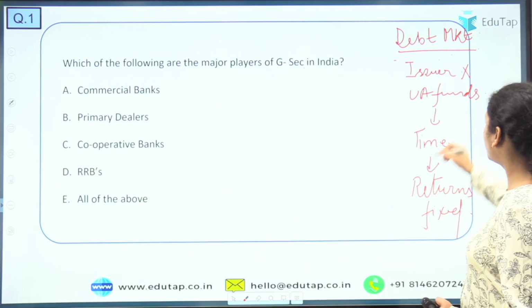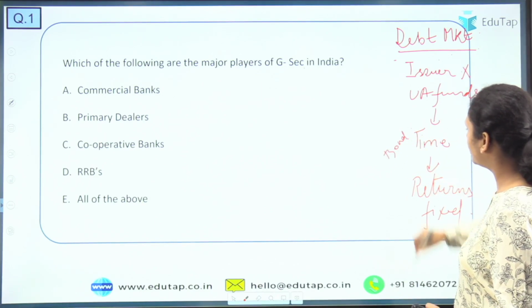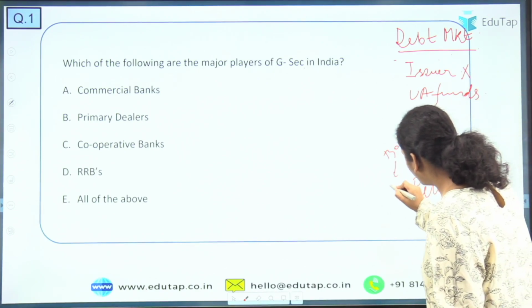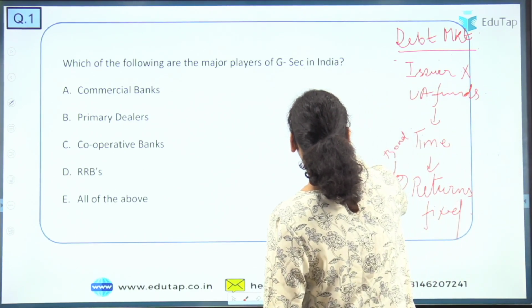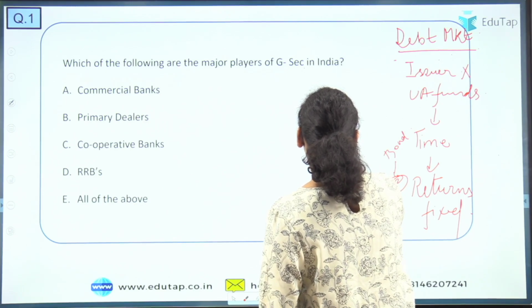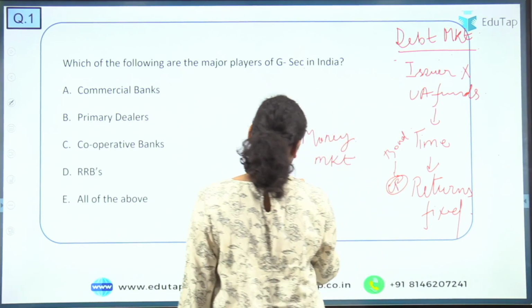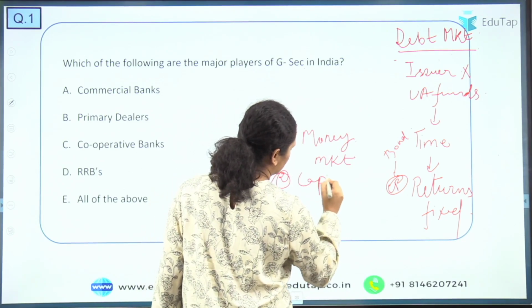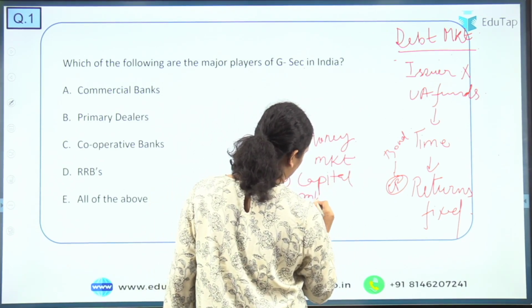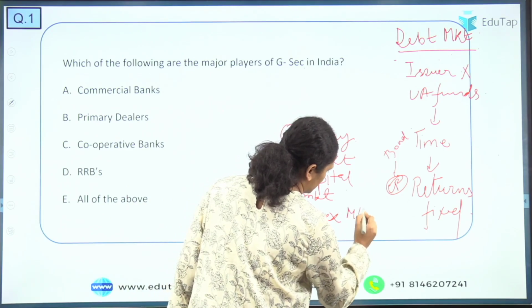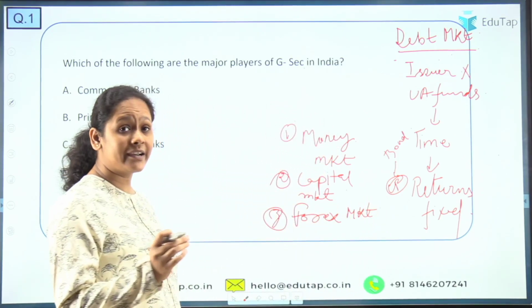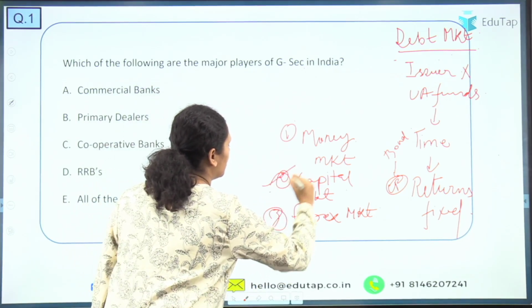What is an example of a debt market instrument? Let's say a bond. What is the fixed return which you get on a bond? You get a coupon payment on a bond. This is what the debt market is. Now in India, the classification of market can be done as follows. First, there is the money market. Secondly, you have the capital market, and next you have the forex market. Now the debt market and the equity market are examples of the capital market.